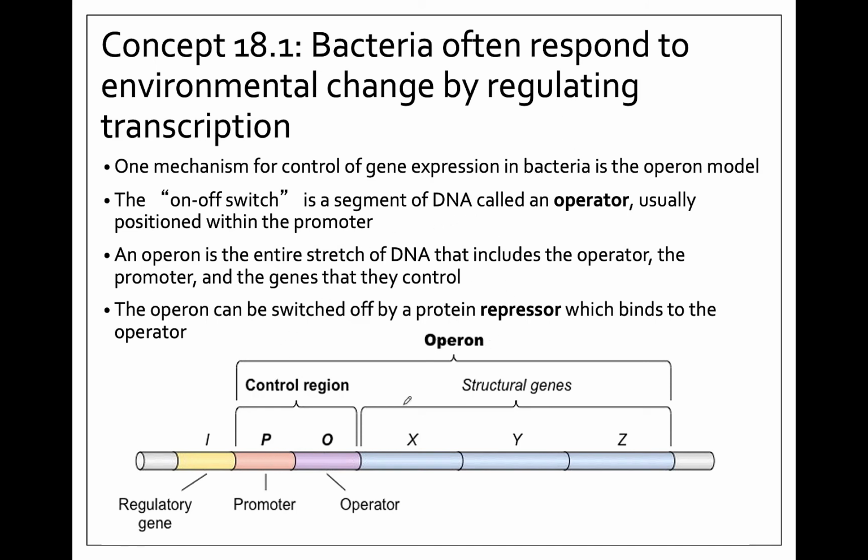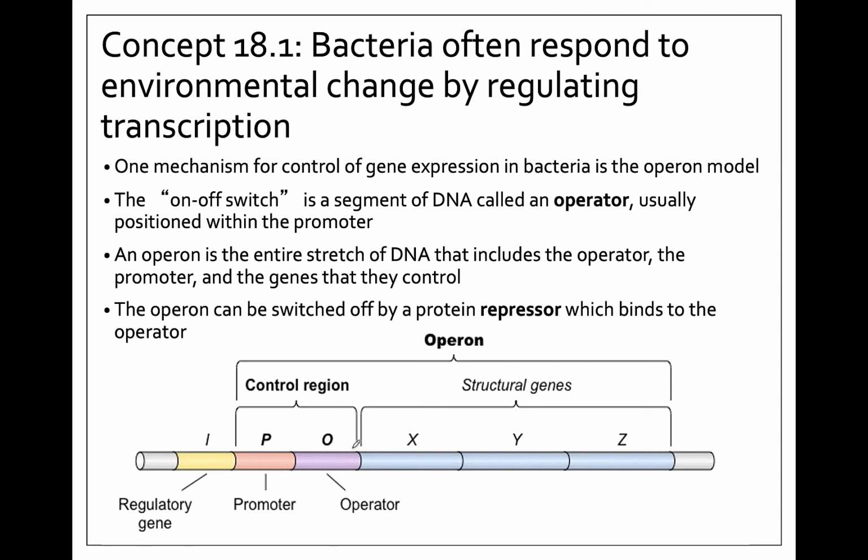So here we can see a general structure of an operon. So structural genes X, Y, and Z are going to code for proteins X, Y, and Z that are going to have some function inside of the cell. They're typically going to either function together to make an item or all function in a similar function to the point where they would all be turned on or all be turned off at the same time.